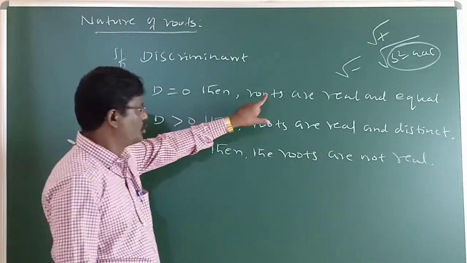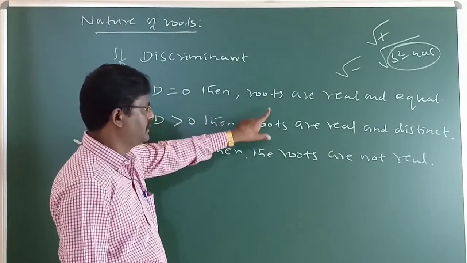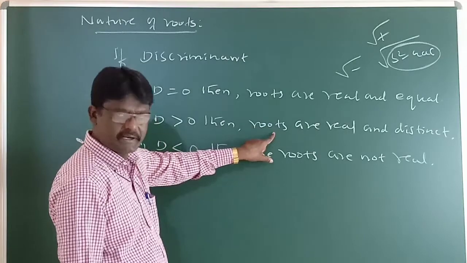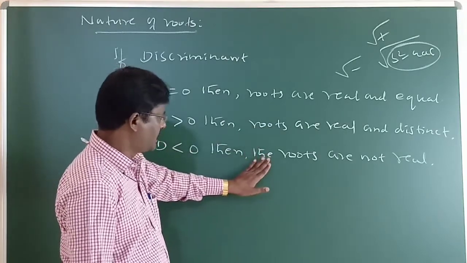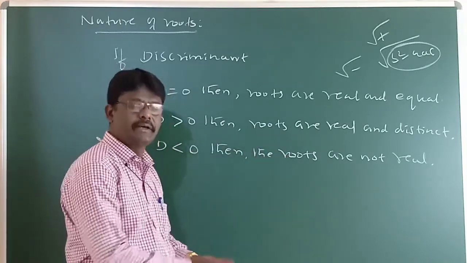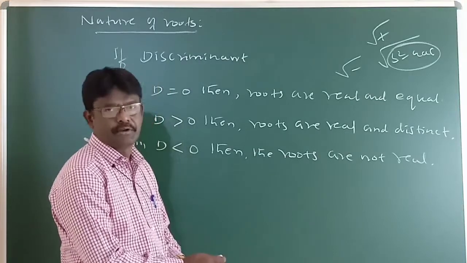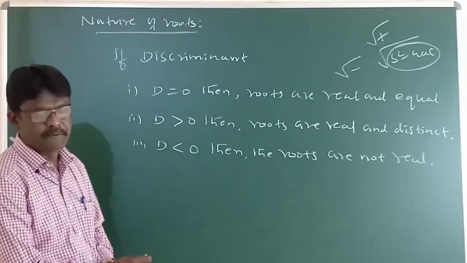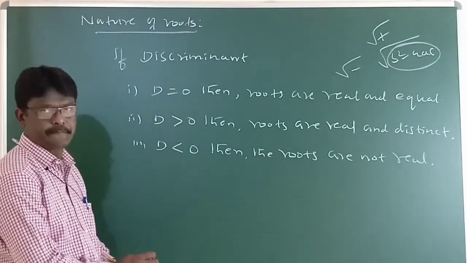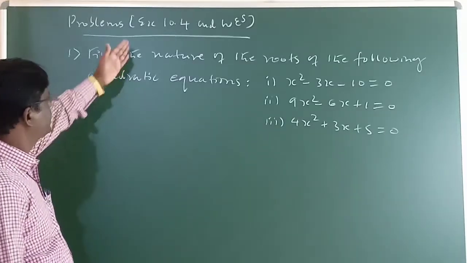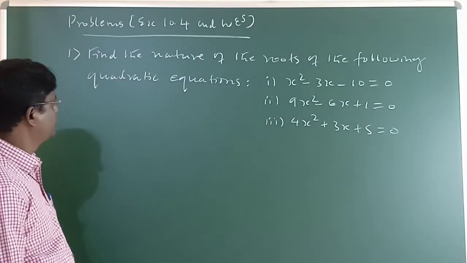Thus we have three natures. One is roots are real and equal. Next, roots are real and distinct. And then roots are not real. We shall now have some problems on this. Exercise 10.4 and worked examples.